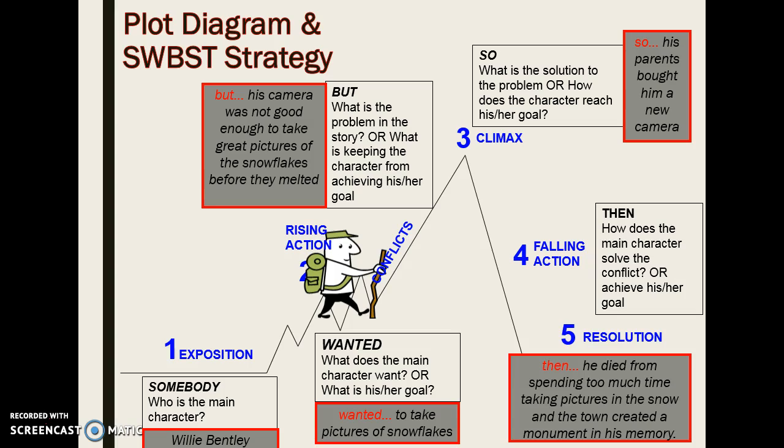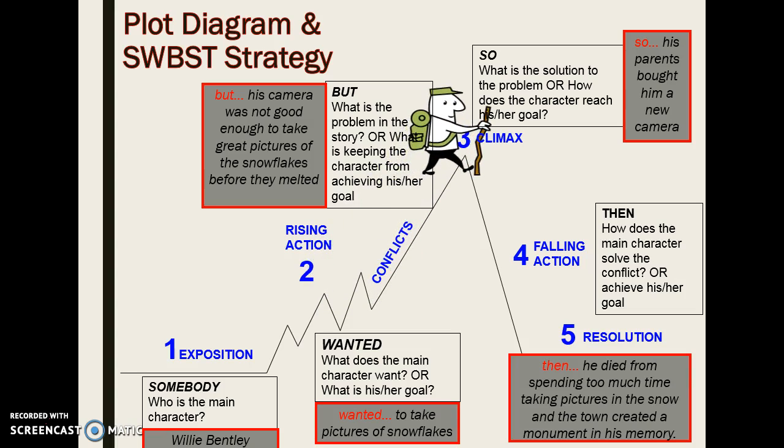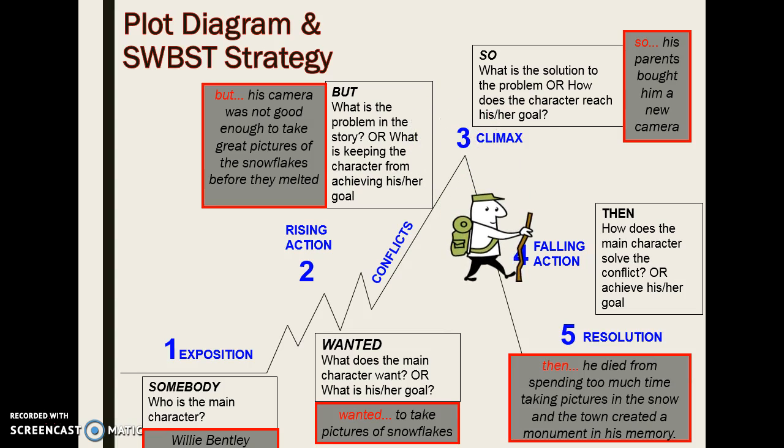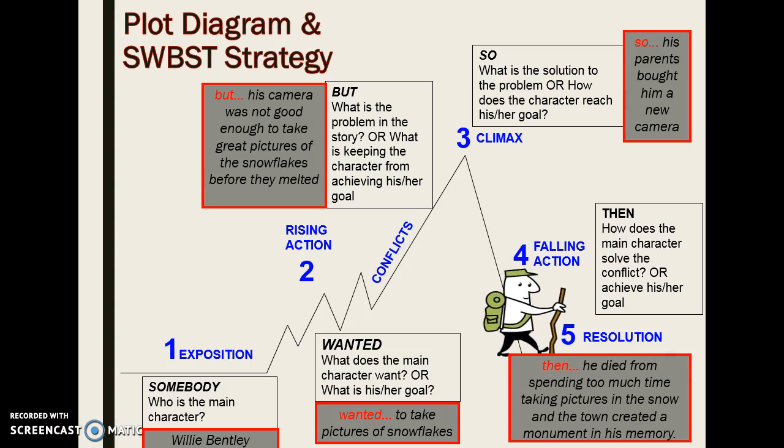But what was the problem in the story, or what is keeping the character from achieving his goal? His camera was not good enough to take great pictures of the snowflakes before they melted. So, what is the solution to the problem, or how does the character reach his goal? Well, his parents bought him a new camera. Then, what happens? How does the main character solve the conflict or achieve his goal? Well, the outcome of our story is that Willie Bentley died from spending too much time taking pictures in the snow, and the town created a monument in his memory.